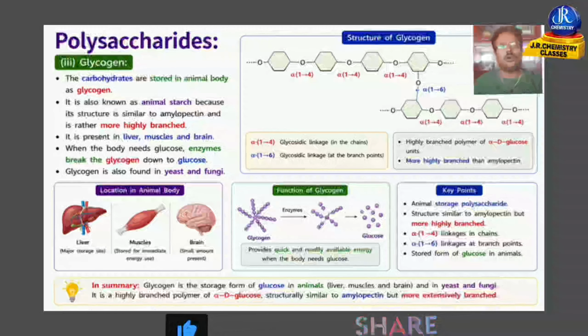When the body needs glucose, enzymes break the glycogen down to glucose. Glycogen is also found in yeast and fungi.